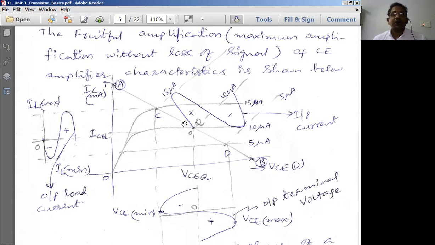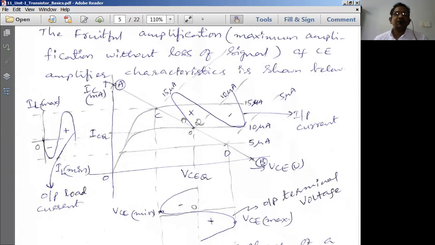This point, the combination of these two values, VCEQ and ICQ, is the Q point. This Q point is a result of the proper DC biasing. So this line can be treated as the average DC line, and with respect to the DC line, the AC is going to make the excursions.